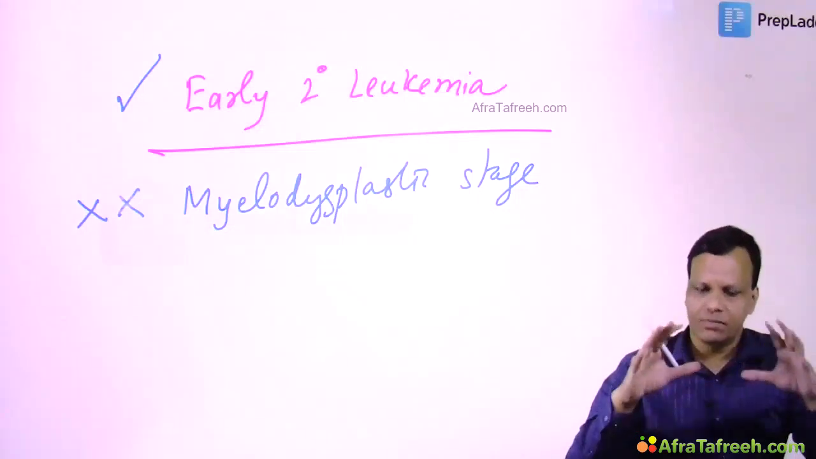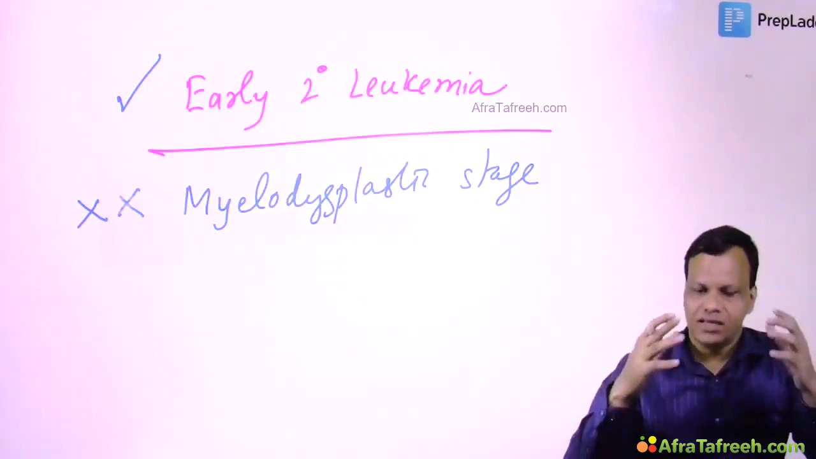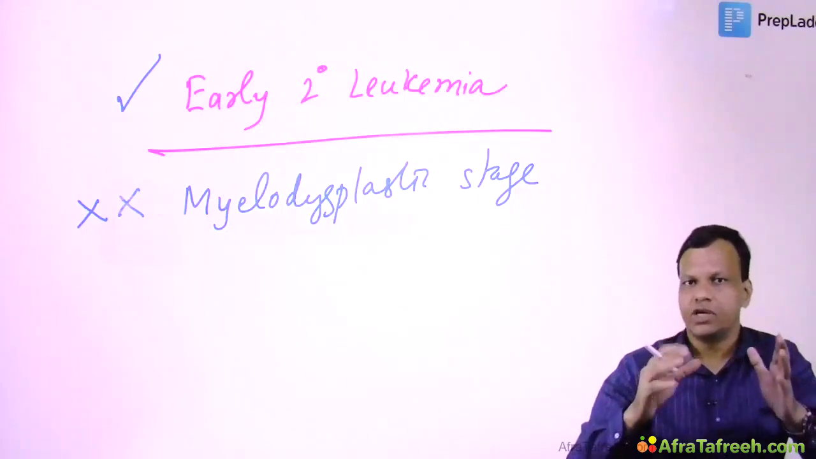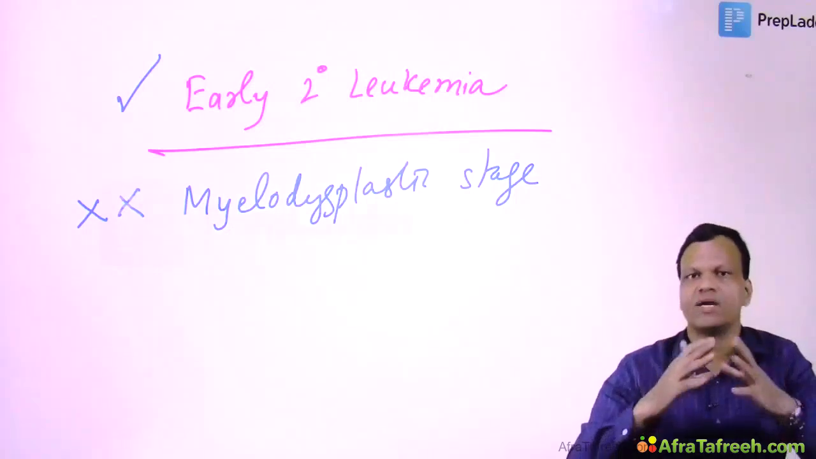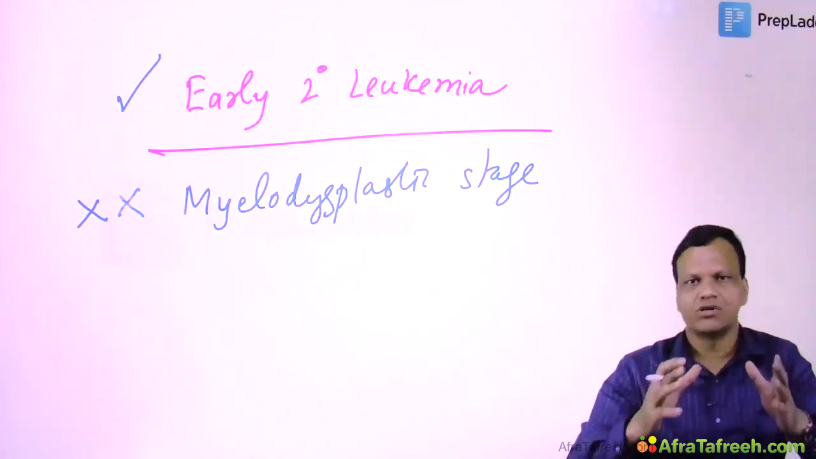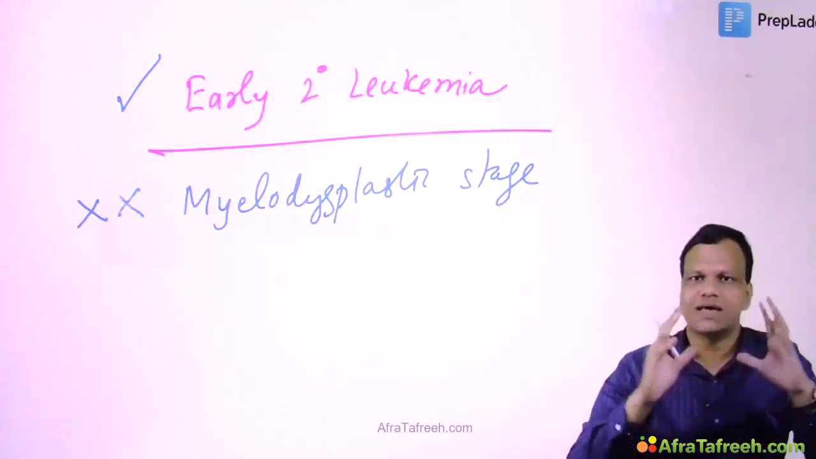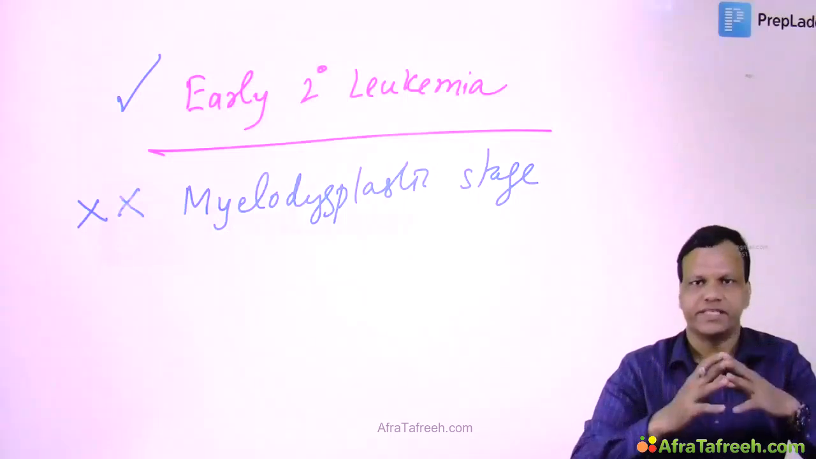Okay? So you can remember the fact in this manner that they cause secondary leukemia, but they are in a hurry. They are in such a hurry to cause secondary leukemia that they say, skip the myelodysplastic stage, why bother, directly cause leukemia. So there is absence of the myelodysplastic stage. Okay.